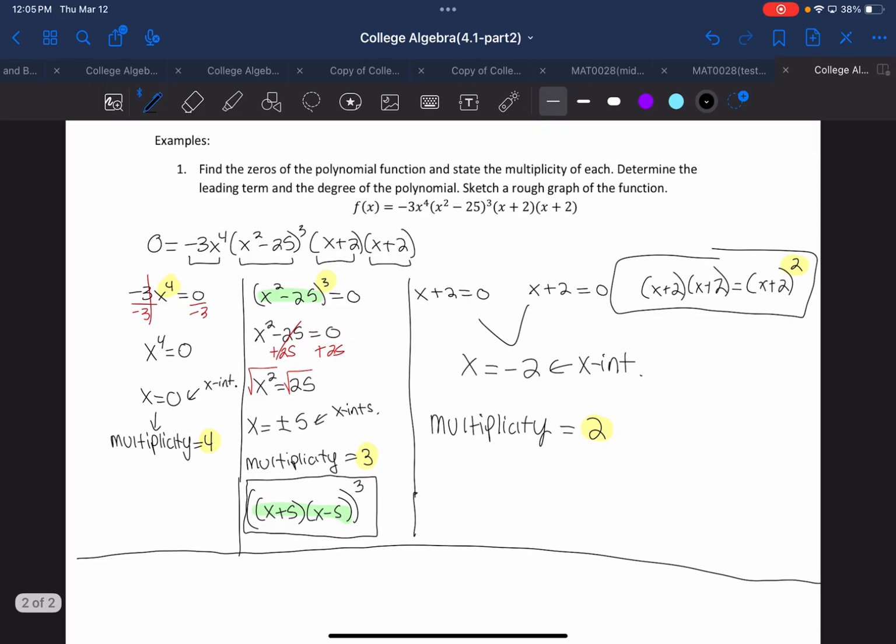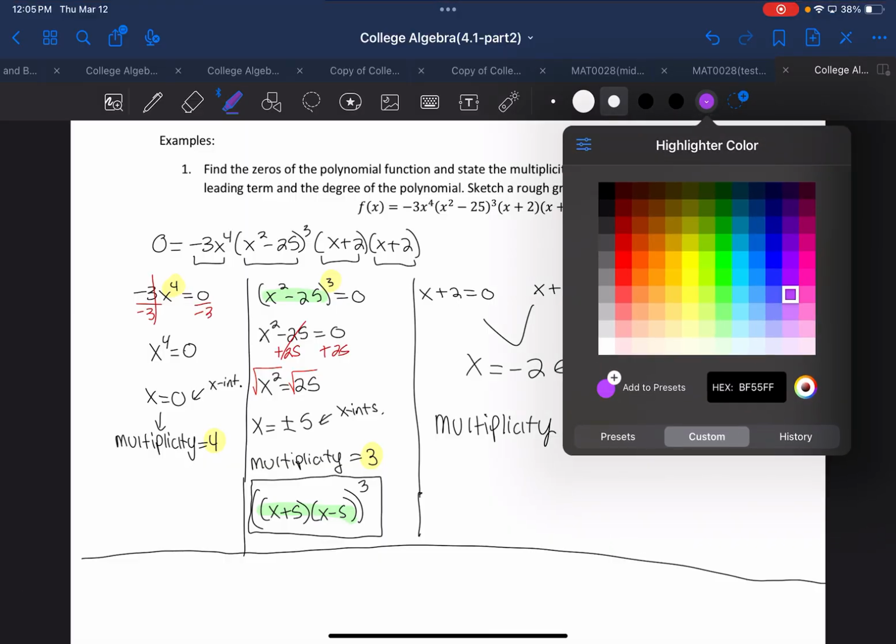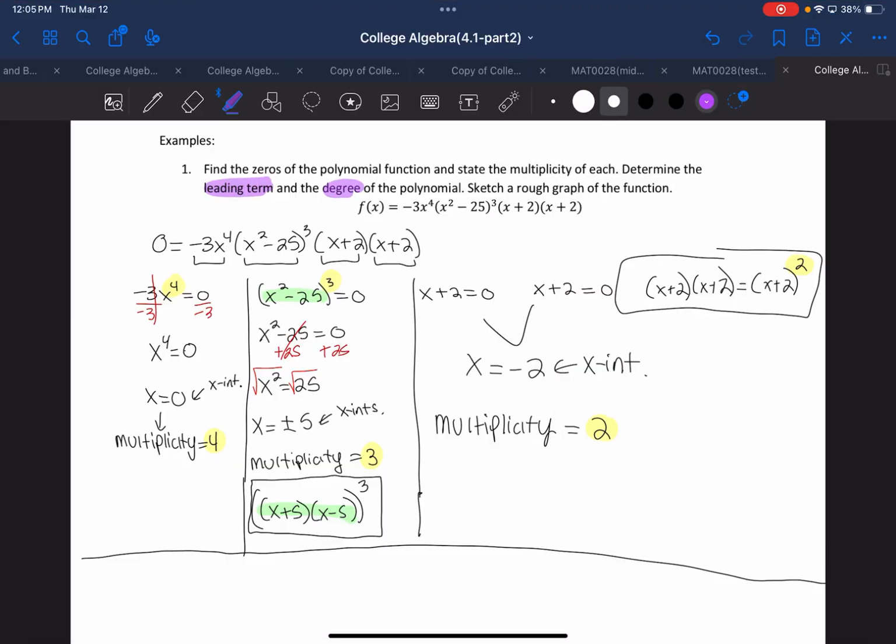Now, the next part's asking me to find the leading term and the degree. Okay? Now, I'm about to show you how, but if you didn't know how, you can't determine what the leading term is until you multiply all of that out, right? Because this is factored. So right now, just by looking at it, you can't determine. And I'm not going to ask you to FOIL all of this out to do this. So I'm going to show you how to figure out the leading term, and some of you may already know, by doing this, okay?